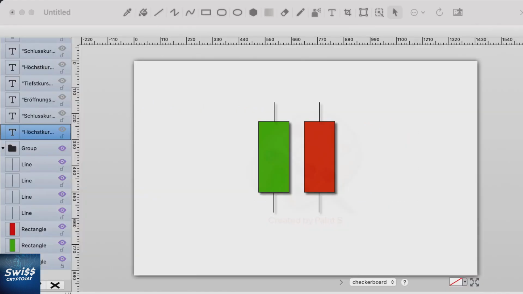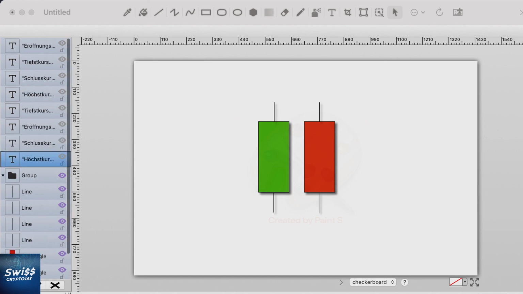So a candle, we see it, we have, according to the Japanese model, as just said, green and red candles. The green ones indicate an uptrend and the red ones indicate a downtrend. But what exactly is important now in a candle? So let's go through it step by step.